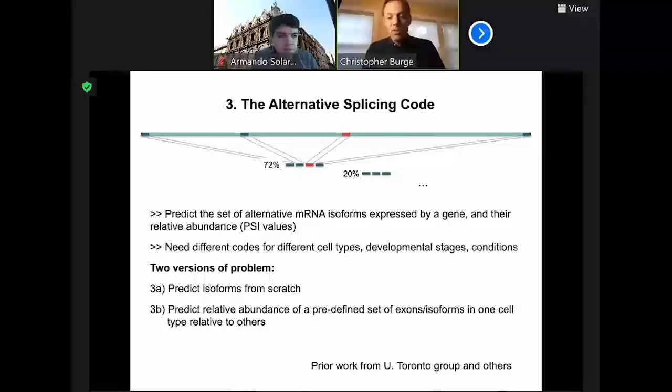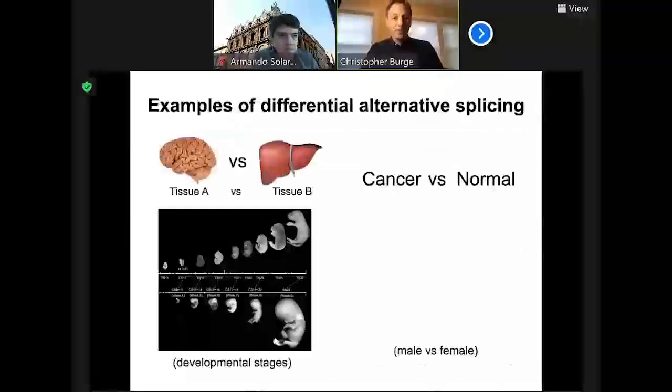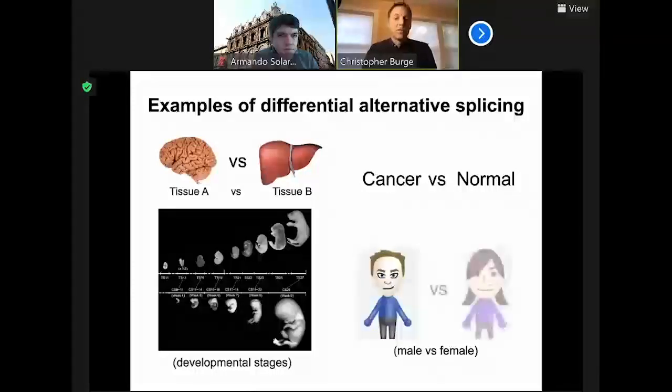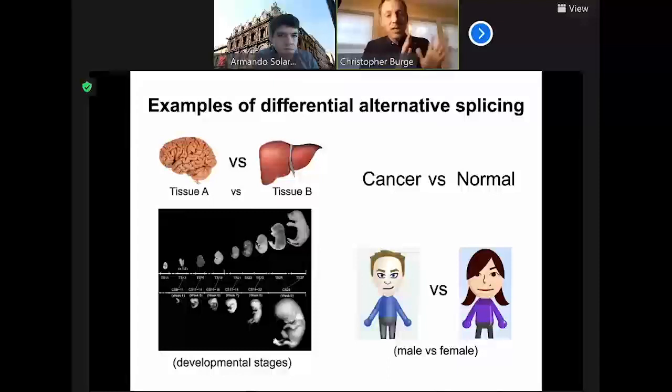And there's some nice work from Brendan Frey and others at the University of Toronto on this problem. So examples of differential alternative splicing include predicting variants that differ, or exons and isoforms that differ between different tissues, such as brain and liver, between different disease states, such as cancer versus normal. Splicing changes a lot during development. That's also interesting. There's even differences in splicing between male and female, for example.